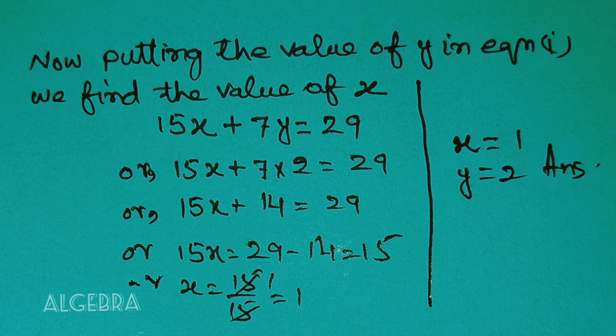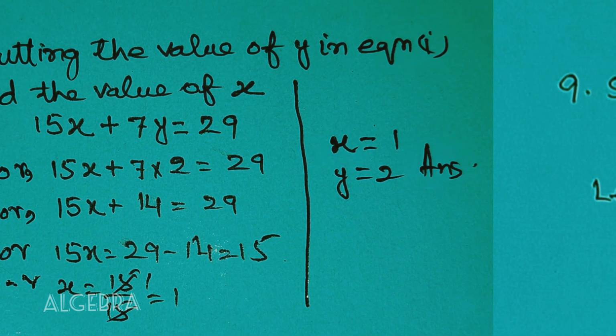So 15x plus 7y is equal to 29, or 15x plus 7 into 2 is equal to 29, or 15x plus 14 is equal to 29, or 15x is equal to 29 minus 14 is equal to 15, or x is equal to 15 by 15 is equal to 1. So x is equal to 1 and y is equal to 2.